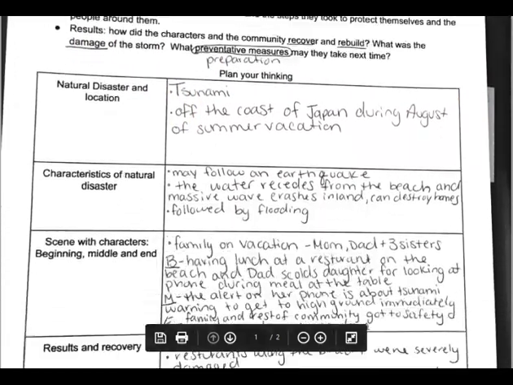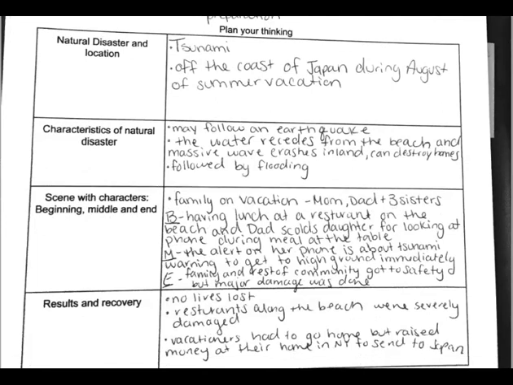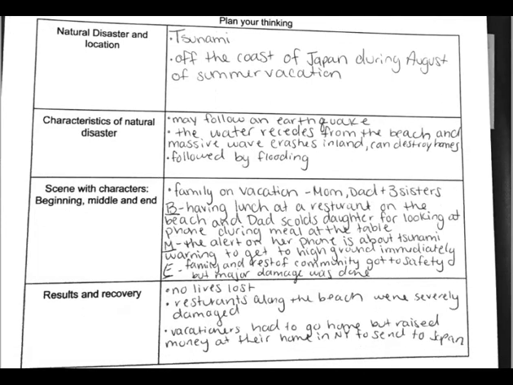So now here I'm going to show you my graphic organizer, things that I included, and then I will read you my story. The natural disaster that I chose was a tsunami, and I said that it was off the coast of Japan during August of summer vacation. Japan, I know, is very prone to tsunamis, so that's why I chose that location. It was even mentioned in the article. And then I chose the time of August because of summer vacation.